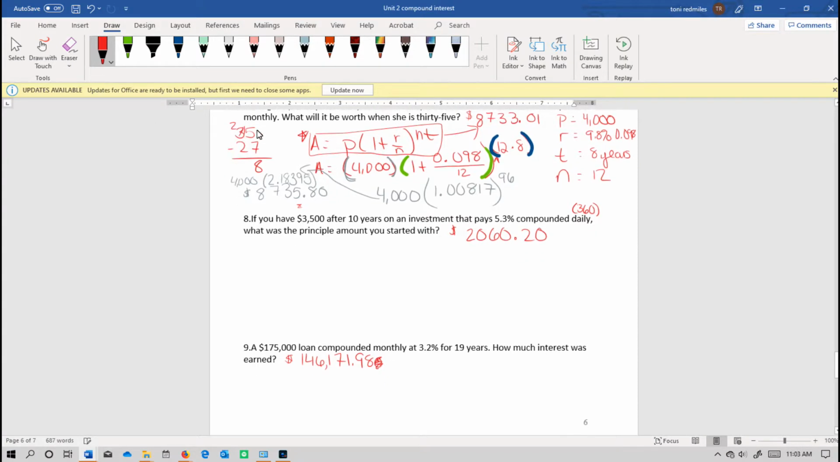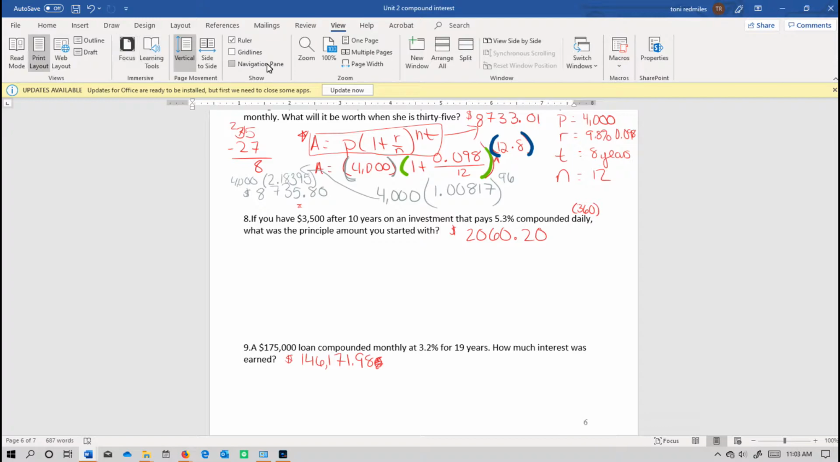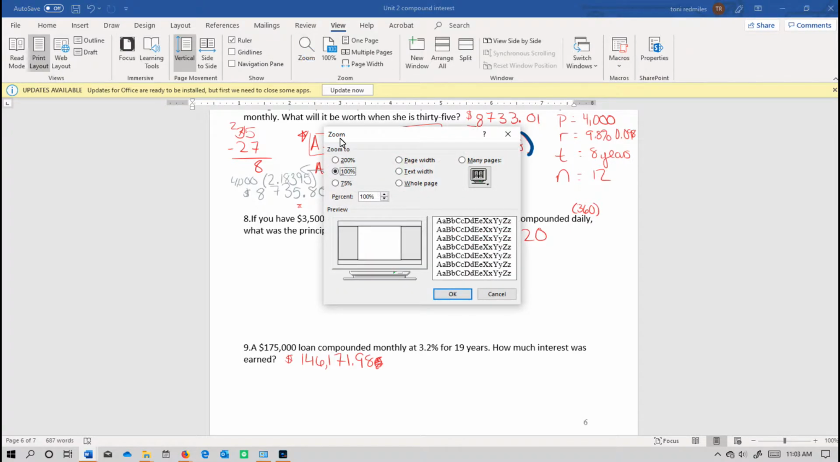All right, I'm going to make this slightly bigger. I'm having trouble seeing it, but I have really bad eyes.